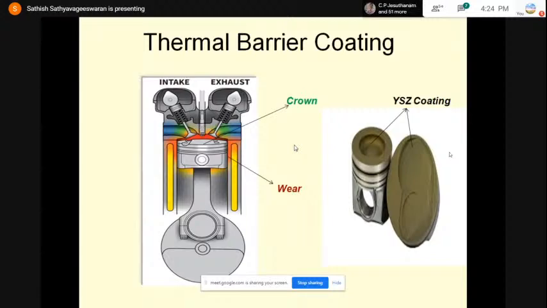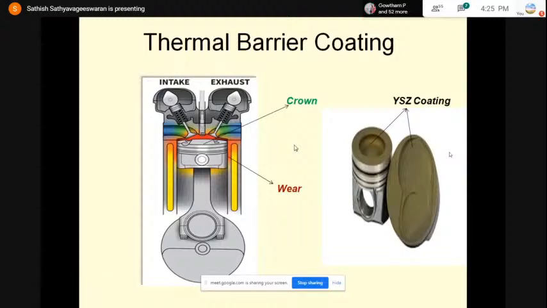Another research one can carry out: if you look at the IC engine, the piston will be reciprocating inside the cylinder liner. Due to that, a lot of friction will be there, and either your piston ring or cylinder liner may undergo wear. So if you want to enhance the wear resistance, you can go for some sort of ceramic coating either on the piston ring or the cylinder liner.